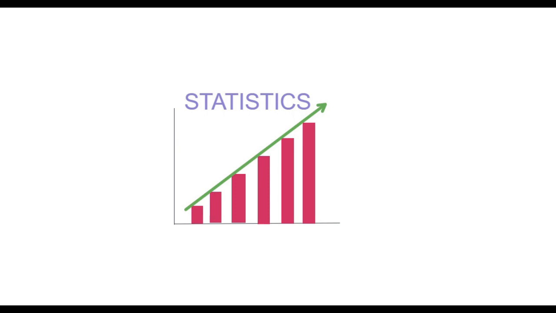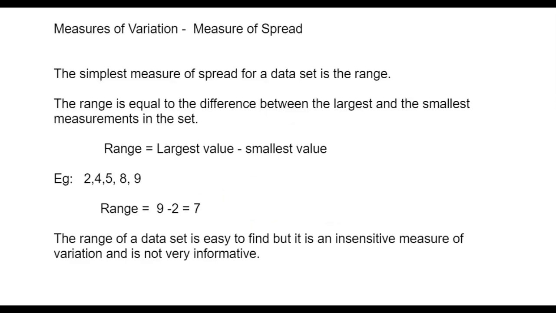Hello everyone. In this video, we are going to see measure of variation, or the measure of dispersion, or the measure of spread. We already saw measure of central tendency. The measure of central tendency tells the center of the data set, and the measure of variation tells how much it's spread.